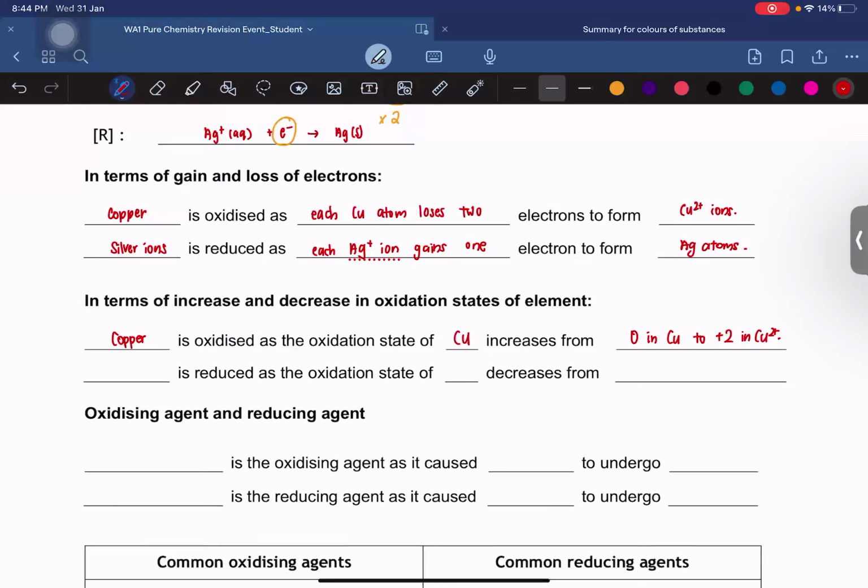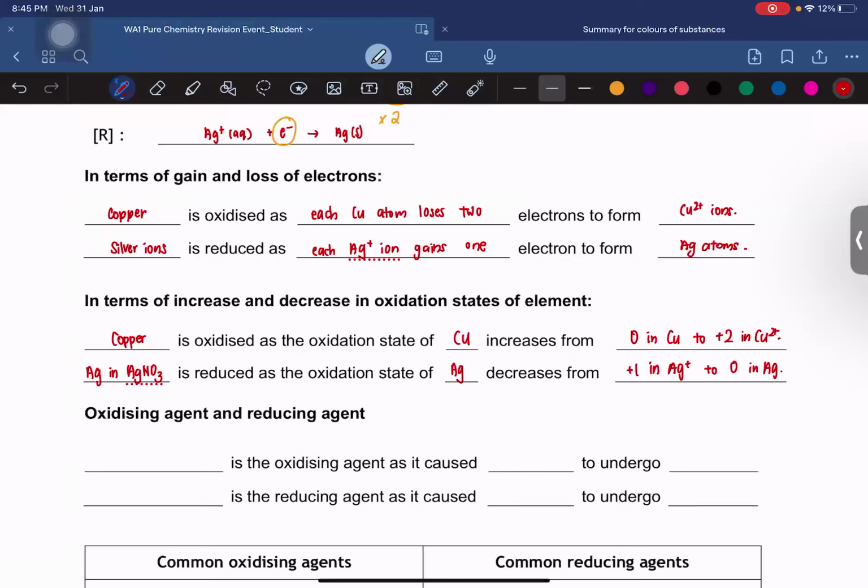Okay, same for silver. When we say silver is being reduced, we don't just say silver. We need to say silver in what reactant? Because the silver came from silver nitrate. So the silver in silver nitrate is being reduced as the oxidation state of silver decreased from plus one in Ag plus to zero in Ag.